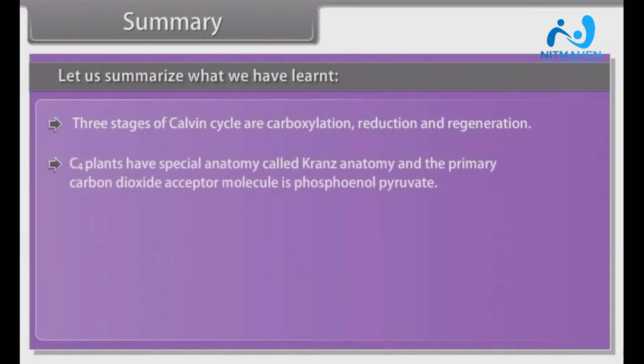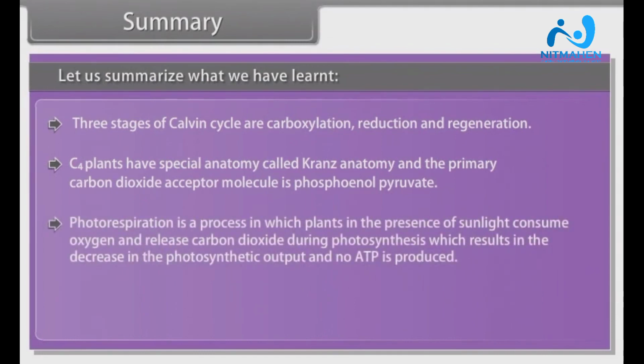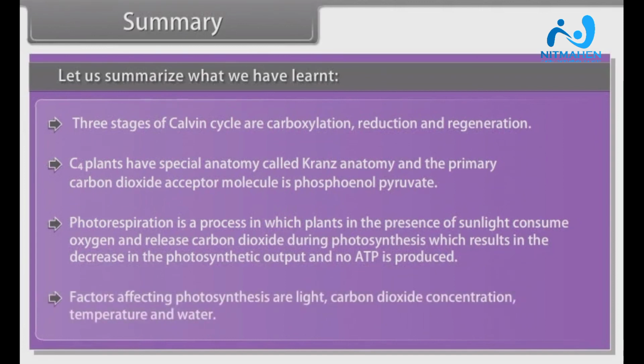C4 plants have special anatomy called Kranz anatomy, and the primary carbon dioxide acceptor molecule is phosphoenolpyruvate. Photorespiration is a process in which plants in the presence of sunlight consume oxygen and release carbon dioxide during photosynthesis, which results in the decrease in the photosynthetic output and no ATP is produced. Factors affecting photosynthesis are light, carbon dioxide concentration, temperature, and water.